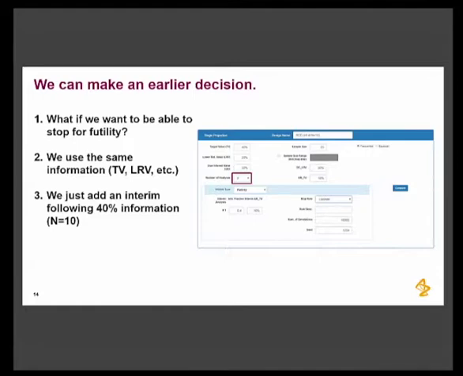So we're going to choose 2, and it's going to give you this little box here that's kind of faint, but it's below the blue bar there. And the interim type is going to be one of two options. Either it's going to be futility or it's going to be administrative.